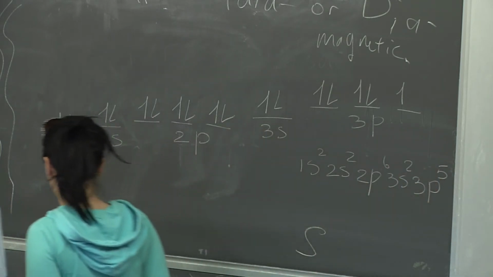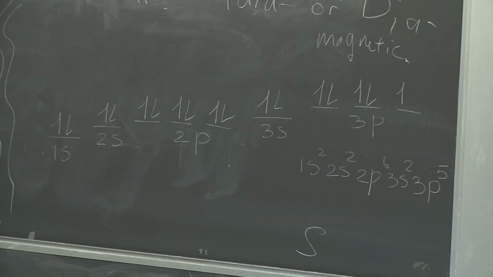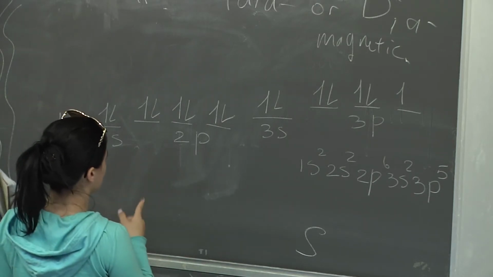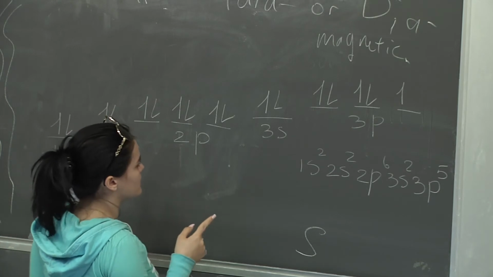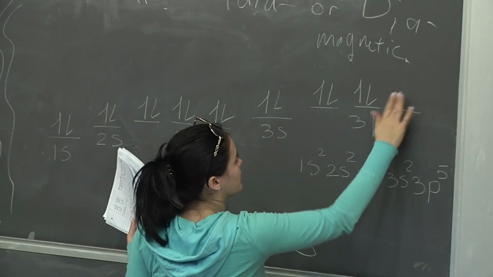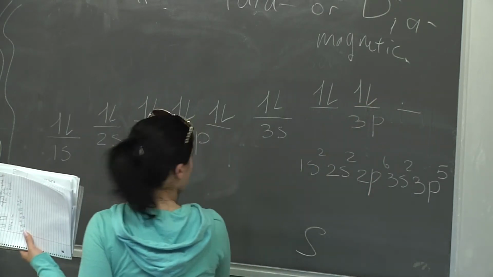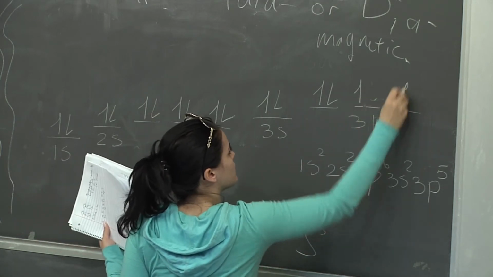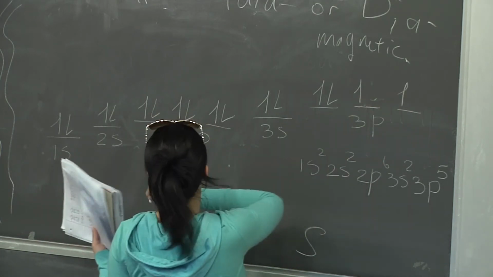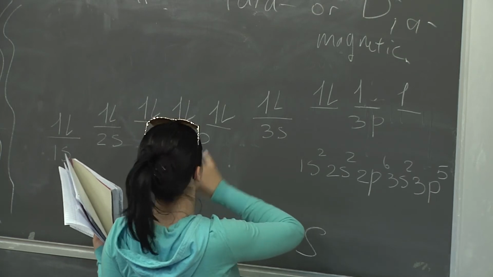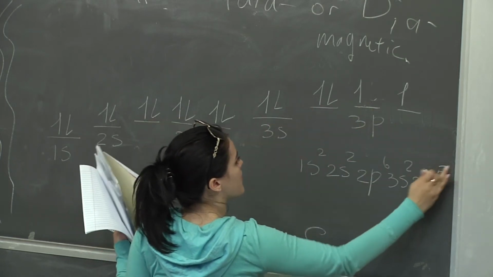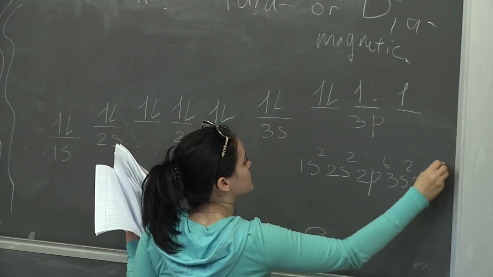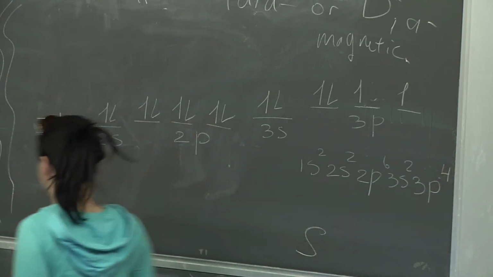Okay, so not bad. Count your electrons. How many electrons should you have? 16. Wait, let her figure it out herself. Good.